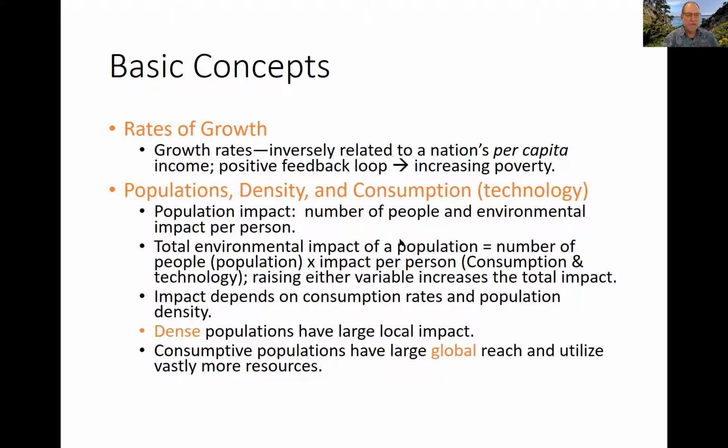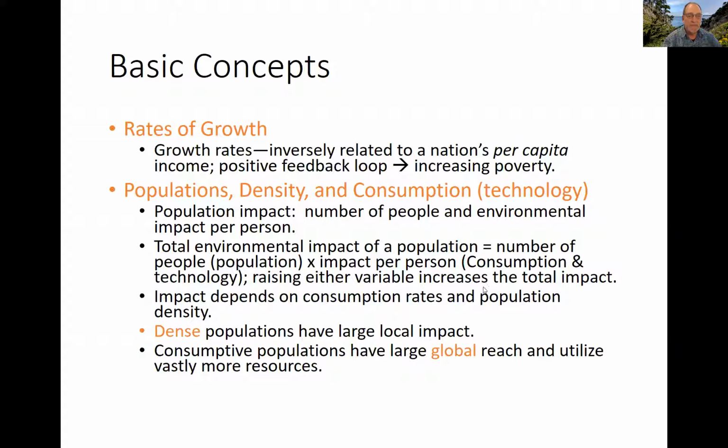So we've already talked about this population impact, the number of people, and the environmental impact per person. That's something that was brought up in chapter 1 of Hasnazal. There's the total environmental impact of a family, which is the total number of people times the impact per person, and raising either variable, the number of people or the impact per person, in other words the consumption or patterns of consumption, increases the total impact of that population. By impact we mean the way in which the population affects the long-term sustainability of the environment, which depends on consumption rate and population density.